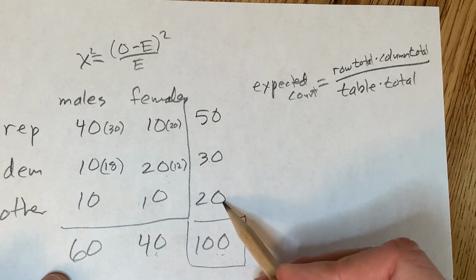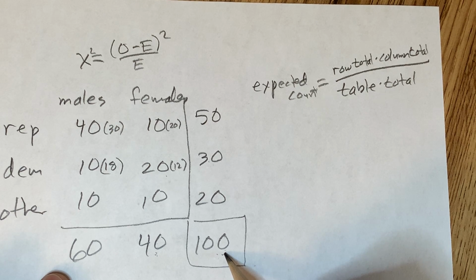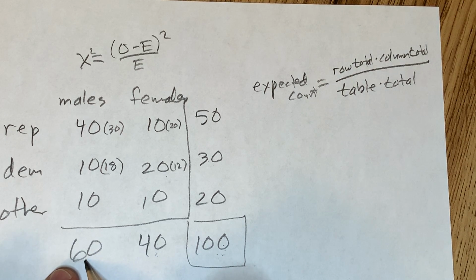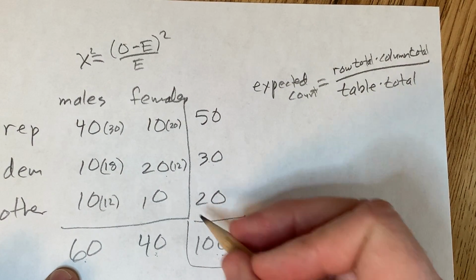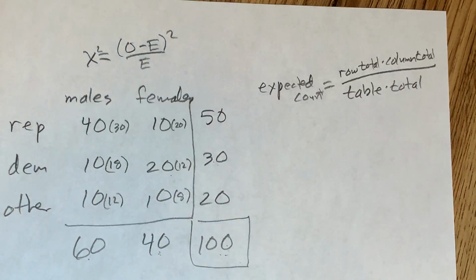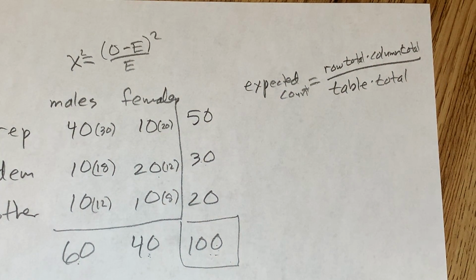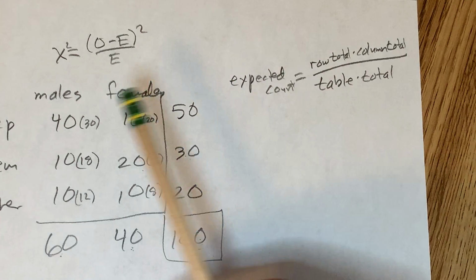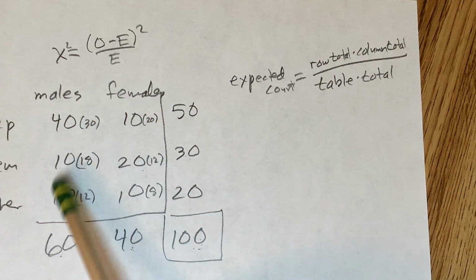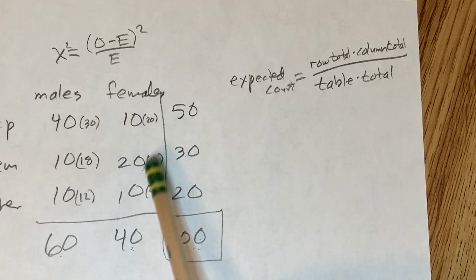Then similarly, we're expecting 20% of both of them, if the null is true, to be other affiliation. So 20% of the 60 is 12 for the males, and 20% of the 40 is 8 for the females. That is how you get the expected counts. Now, yes, your calculator has a little shortcut for this. To calculate your chi-squared test statistic by hand, you would have to do this formula for each of these 6 cells.